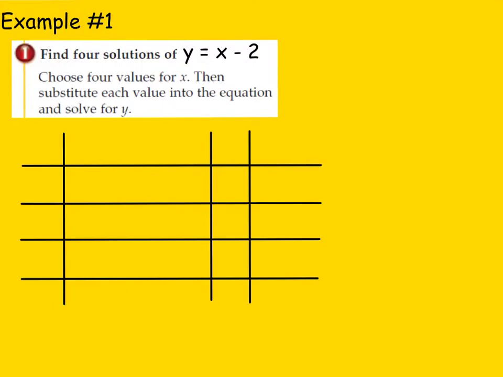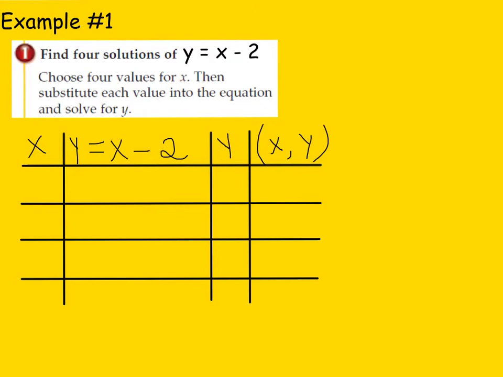Now we're going to go ahead and do an example of making a table of values from an equation. Here it says, find 4 solutions of y equals x minus 2. We're going to choose 4 values for x, then substitute each value into the equation and solve for y. Go ahead and make a table of values in your notes, looking like the one that's on the screen. At the top of the first column, that's going to be our x column. Then we're going to have our equation, which is y equals x minus 2. And then we have a column for y. And then we have a column for what our ordered pair will be.